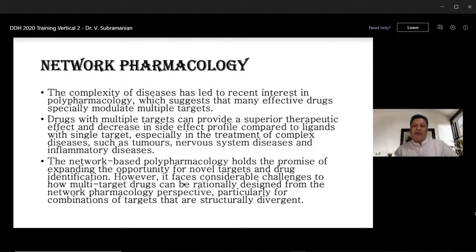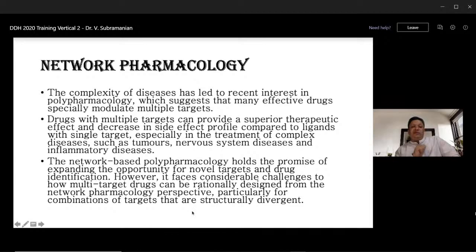So then people thought, can we make some anti-inflammatory drugs which have an anti-inflammatory effect, but do not cause gastritis or gastric dysfunction? This is how network pharmacology was, you can say, initiated. Drugs with multiple targets can provide a superior therapeutic effect and a decrease in side effect profile compared to ligands with a single target. We have seen that with a single target you can have specificity, but if the disease is multigenic, in that case you have to think of a network pharmacology approach to have a better treatment of that disease.